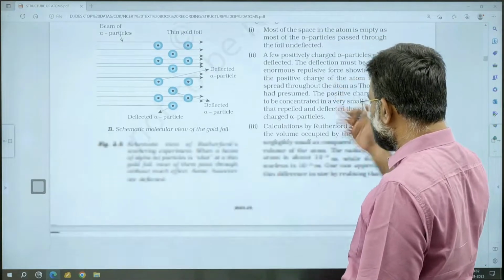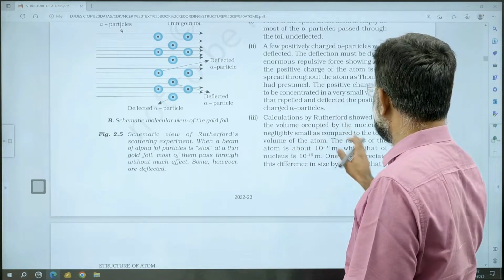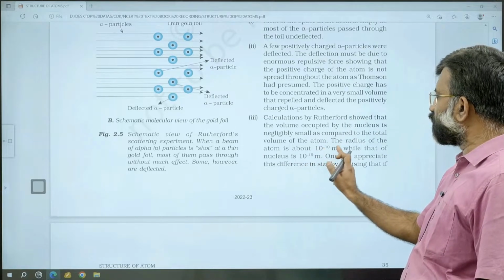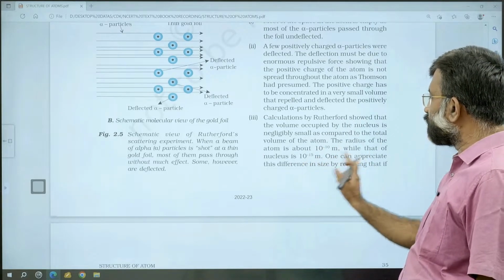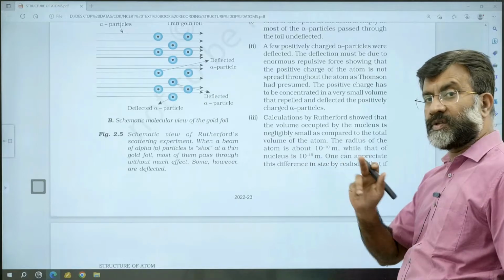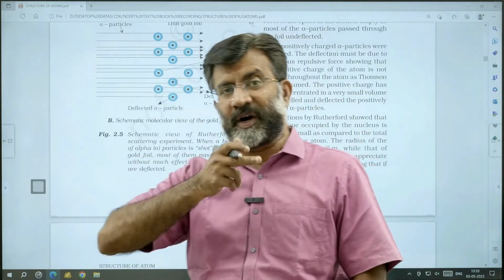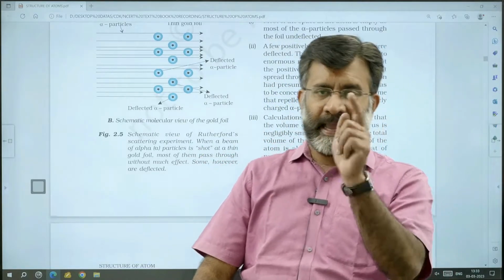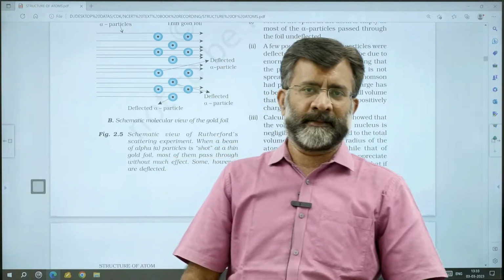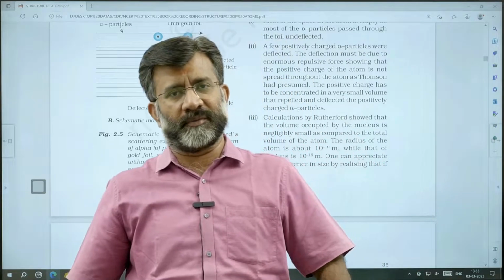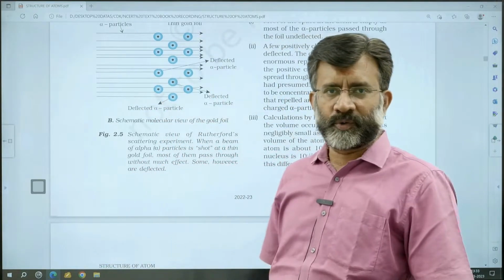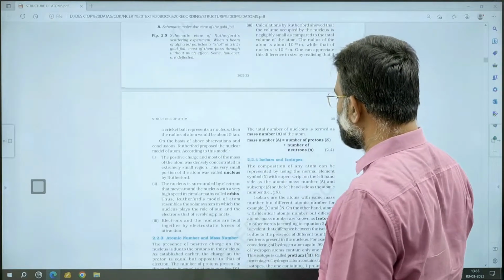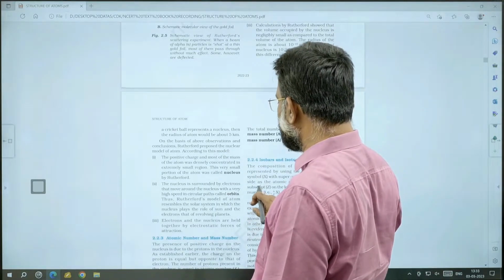And you can very well find the comparison. Whatever I told, see here: the radius of the atom is about 10 raised to minus 10 meter, and the radius of the nucleus is 10 raised to minus 15 meter, a 10 raised to 5 difference between the overall radius of the atom and the radius of the nucleus. Such an important conclusion was made by the Rutherford experiment. And Rutherford was able to explain the existence of protons, right?